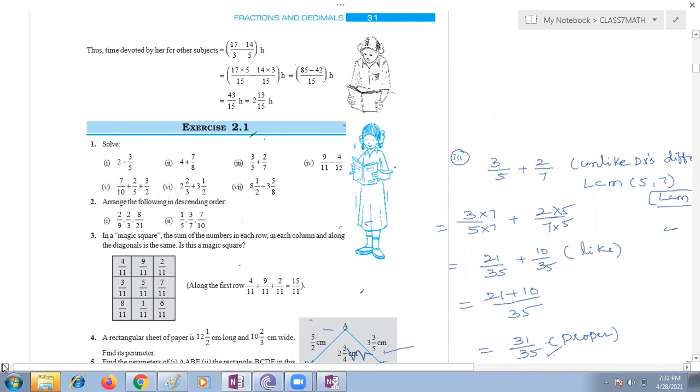Yes, ma'am. Why am I taking the LCM? You see in the fifth bit. What is your fifth bit? I'm doing the fifth bit on the leftmost side. Your fifth bit is 7 by 10 plus 2 by 5 plus 3 by 2.